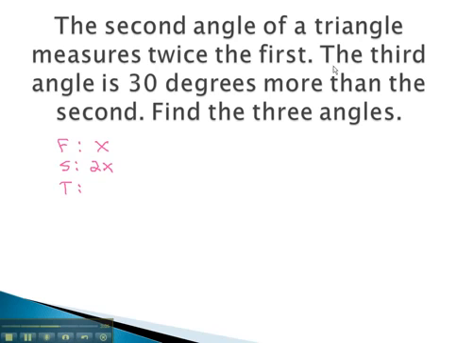Continuing to read, we find the third angle is 30 degrees more than the second. 30 degrees more means we add 30, built backwards, to the second angle. The second angle was 2x. We know that we can add these together, and they should equal 180 degrees. Combining like terms, we end up with 5x plus 30 equals 180.